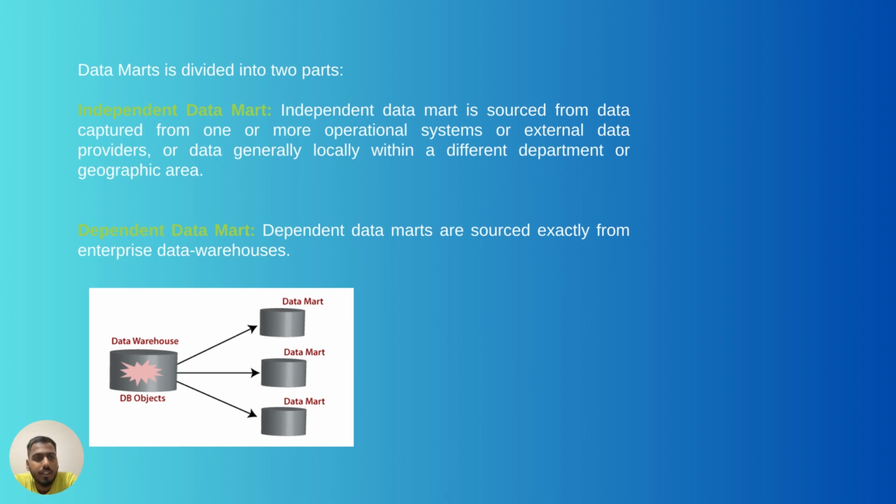Moving forward, data marts are mainly divided into two types: independent data mart and dependent data mart. As is clear in the picture, the data warehouse has two different data marts. The database objects are divided into data marts: independent data mart and dependent data mart. An independent data mart is sourced from data captured from one or more operational systems or external data providers, or data generated locally within a different department or geographic area.